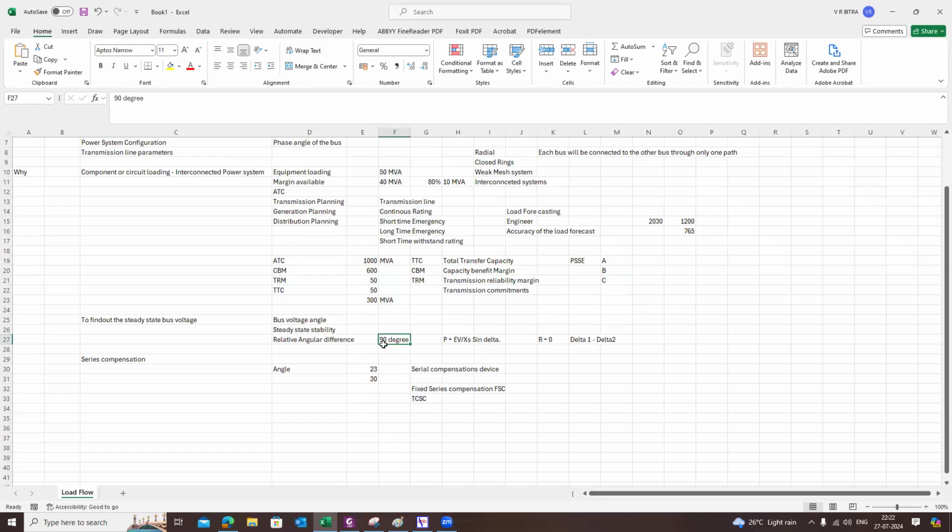Okay, right. So here when we talk about 90 degree in the interconnected systems, that means if any one of the bus with respect to any other bus of the system goes beyond 90 degree, then there will be an uncontrollable power flow between these two buses.